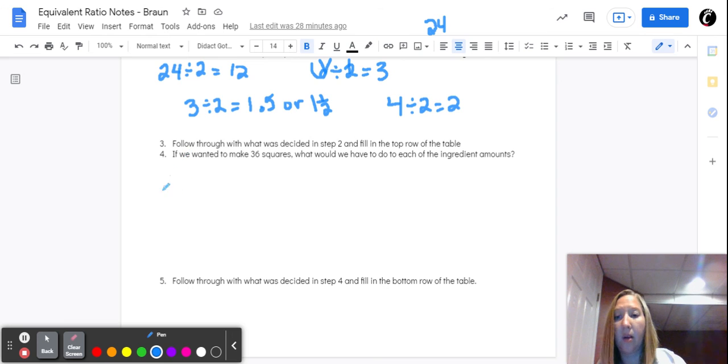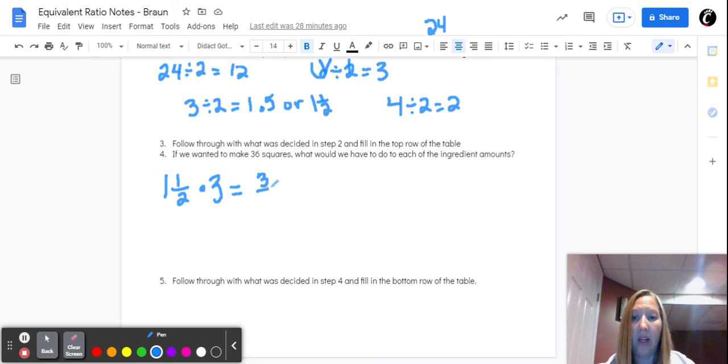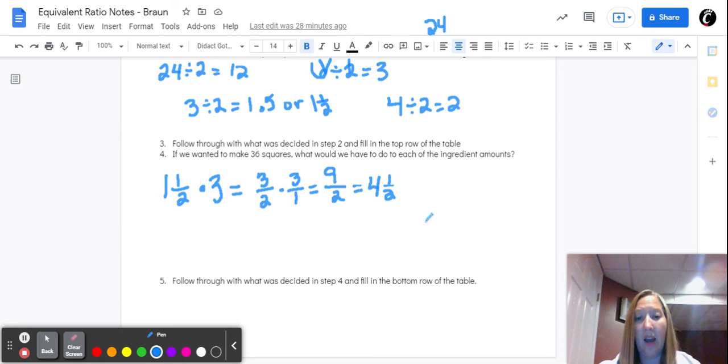So that also means the amount of butter for making 12 squares, which is 1.5, we are going to multiply that by 3 as well. And we know for multiplying fractions, we're going to change our mixed numbers and whole numbers to improper fractions. So 1 1/2 becomes 3 halves, and 3 becomes 3 over 1. So 3 halves times 3 over 1 is equal to 9 halves. And if we change that back to a mixed number, that's going to give us 4 1/2. So 4 1/2 tablespoons of butter.